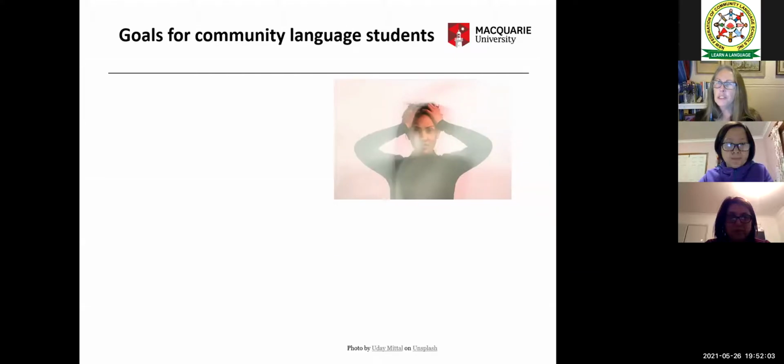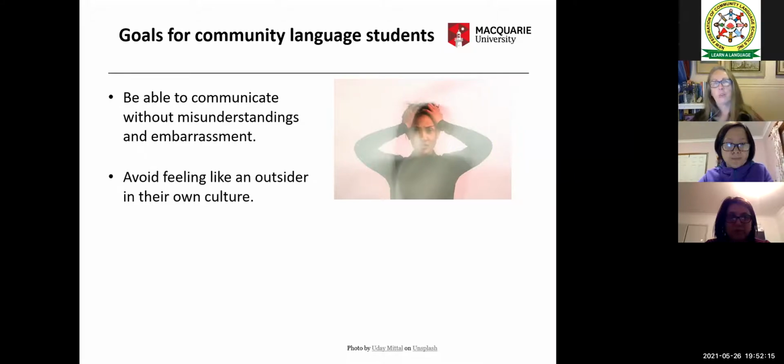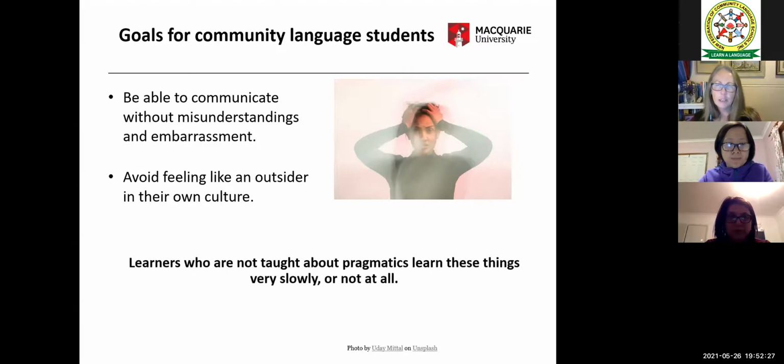So for community language students, your goals are to be able to communicate without misunderstandings and embarrassment. That's what you want them to be able to do. And also to avoid feeling like an outsider in their own culture when they go back. So sometimes they can feel like an outsider because they don't use the same pragmatic norms that are used in that culture. So learners who are not taught about pragmatics learn these things very slowly or not at all. We know that, but they just don't, if they're not in an environment where they're being fully socialized, they don't learn these things.